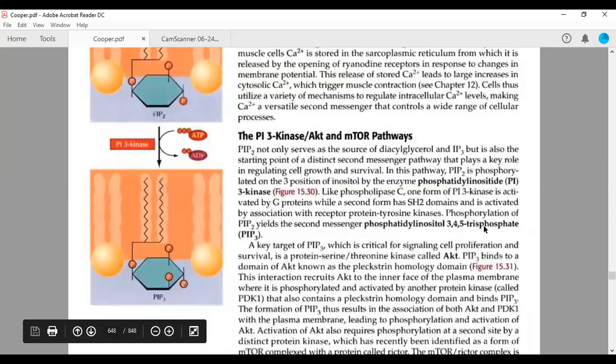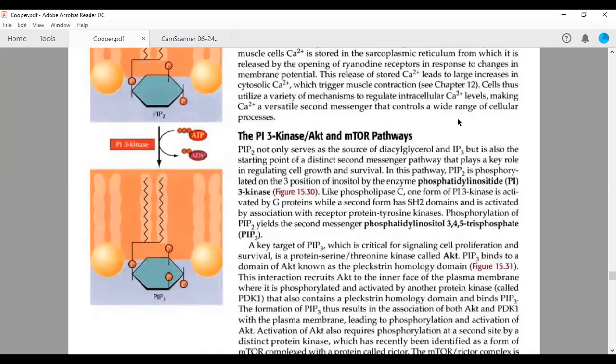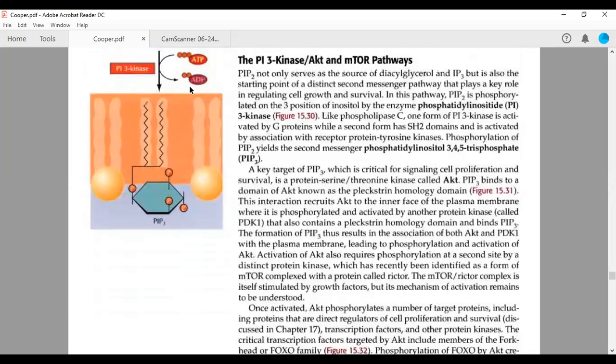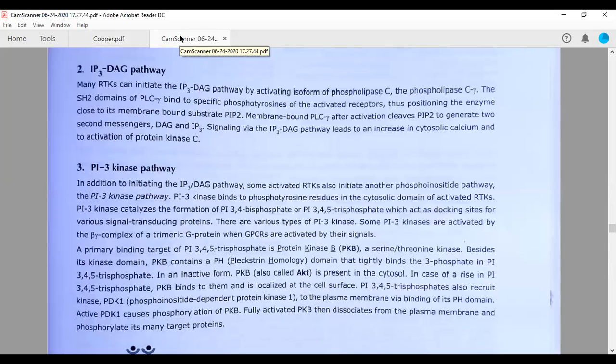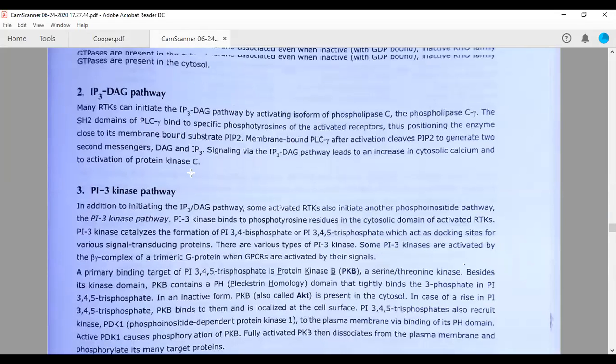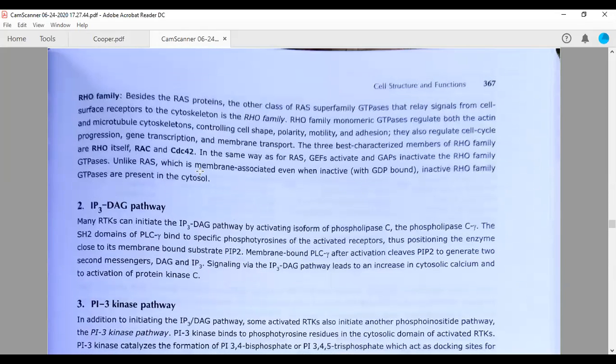Now we need to discuss the PI3 kinase, AKT, and mTOR pathway. But actually, there is one more pathway we need to discuss by which these receptor tyrosine kinases will act. So, okay, now we will switch to the Pathfinder.